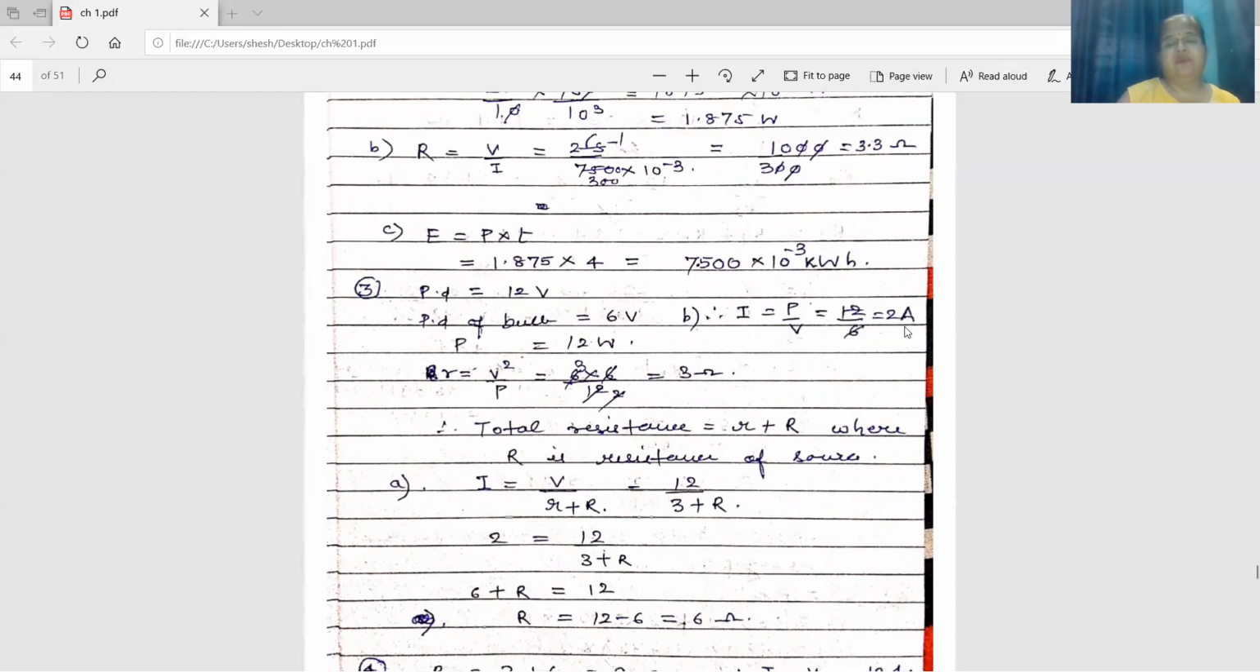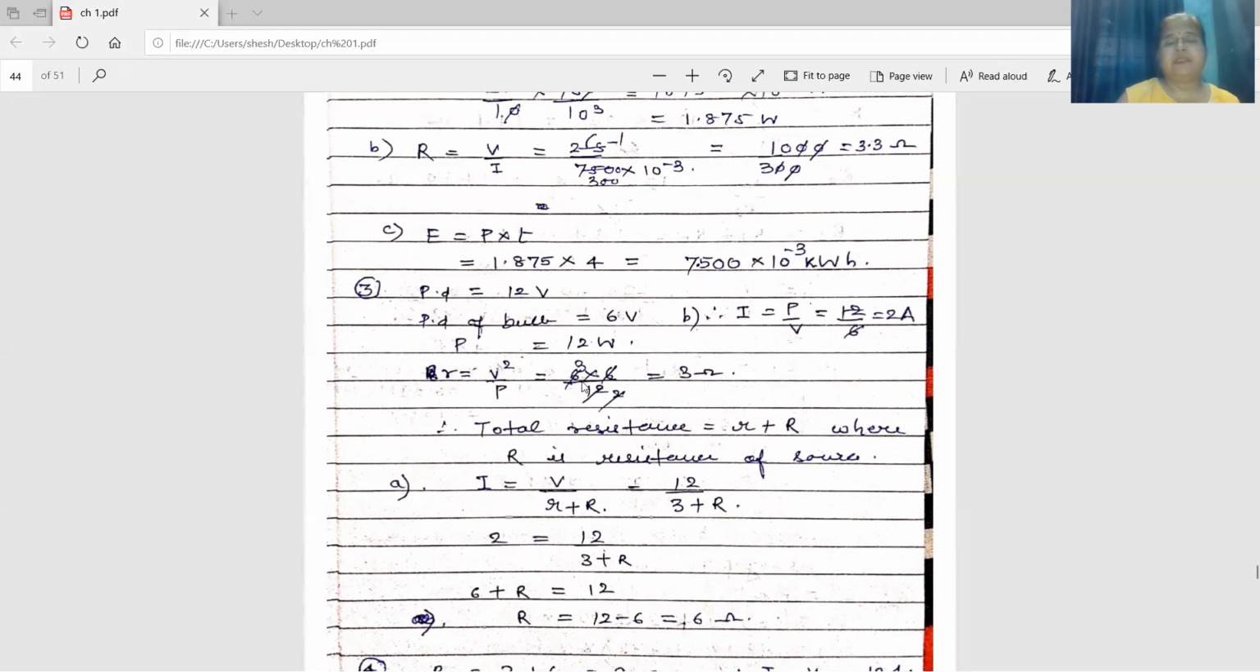And second, you are asked to find out the resistance of the source. First find out the resistance of the bulb. Let it be small r. Small r equals V square by P. V is given as 6. Take the square of that, 6 into 6, divided by power. Power is 12. So you are getting 6 into 6 by 12.